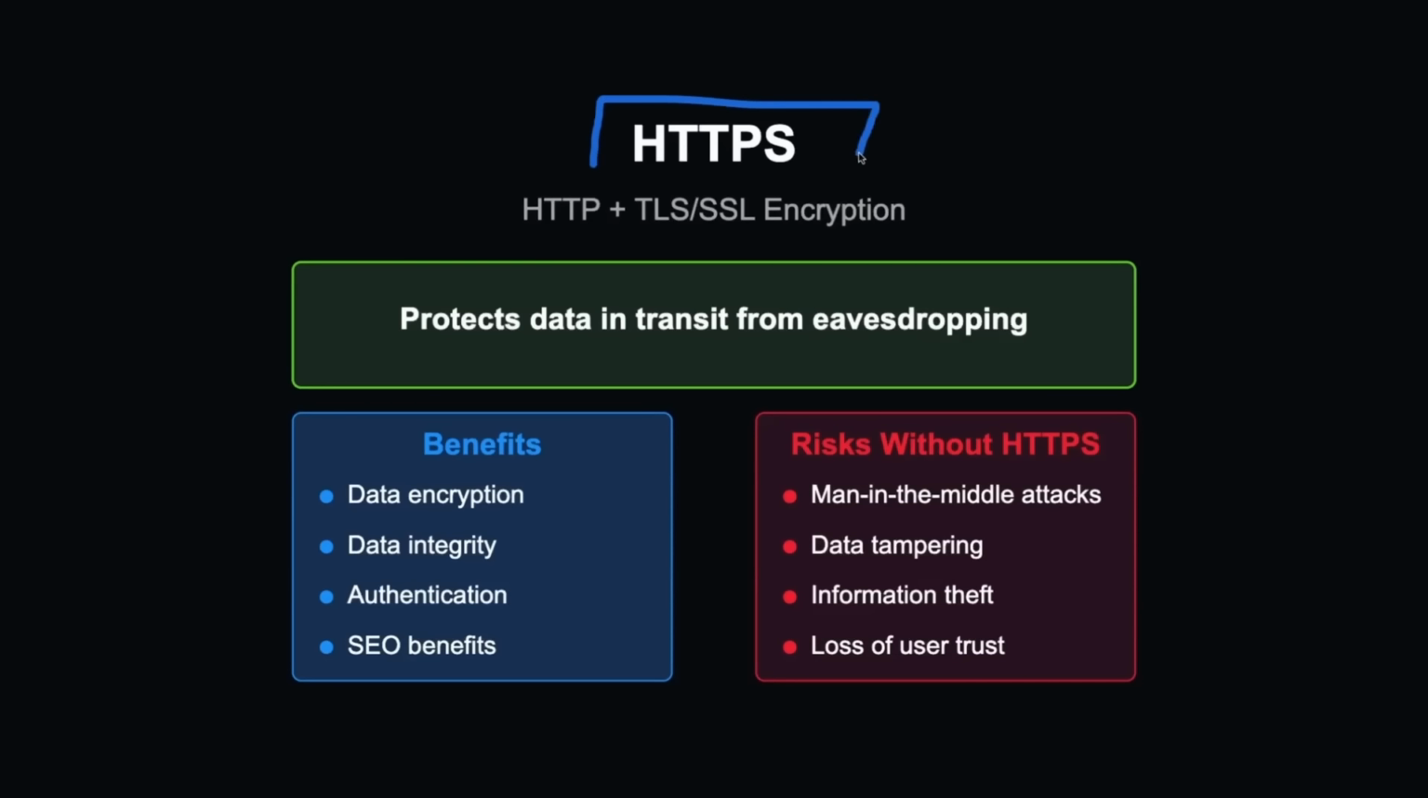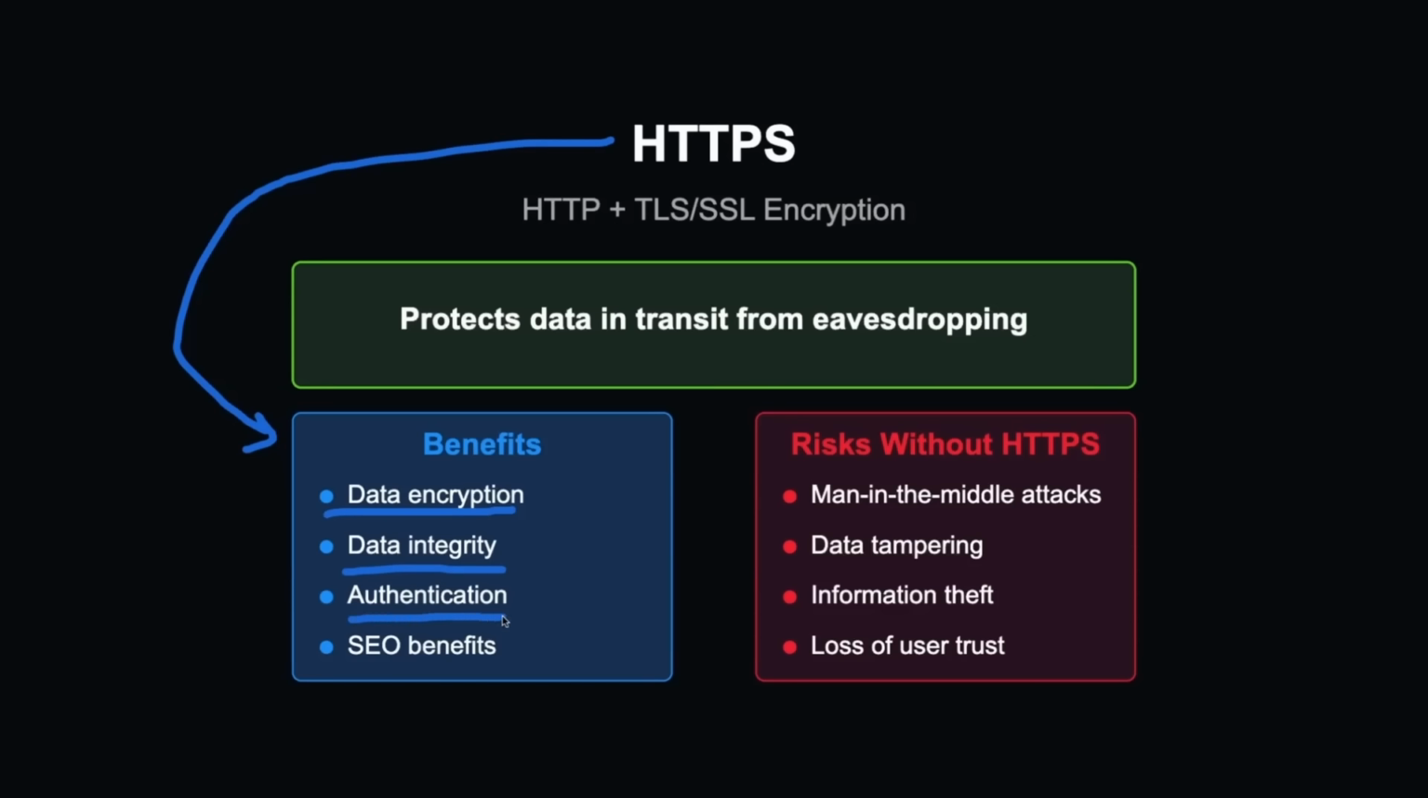Then we also have HTTPS, which is basically the same HTTP protocol, but with TLS or SSL encryption, which means that our data is now protected in transit when we are making requests. So it adds a security layer through these TLS or SSL certificates and encryption, and it protects data in transit. The benefits of HTTPS are that your data is encrypted in transit, it comes with data integrity, you also authenticate users before providing any data, and it also adds SEO benefits. And you have many risks when you are using HTTP only without any encryption. So the golden standard is to always use HTTPS in servers.